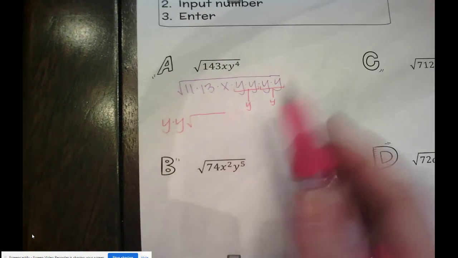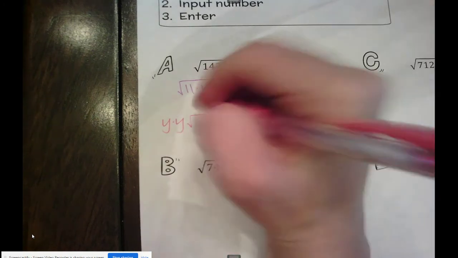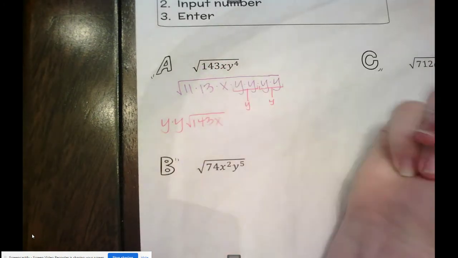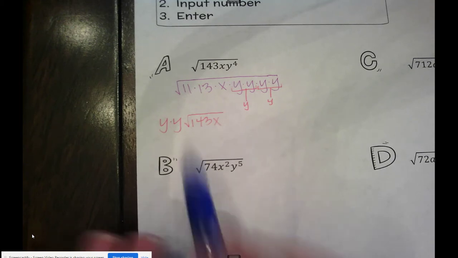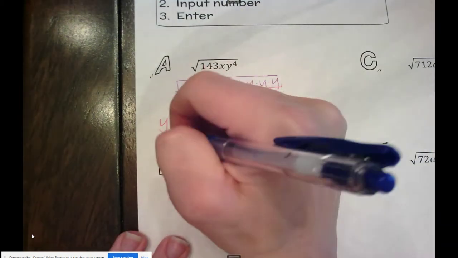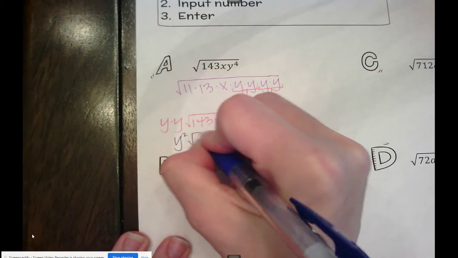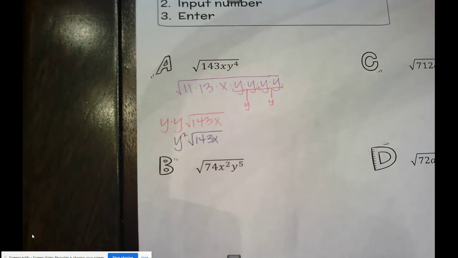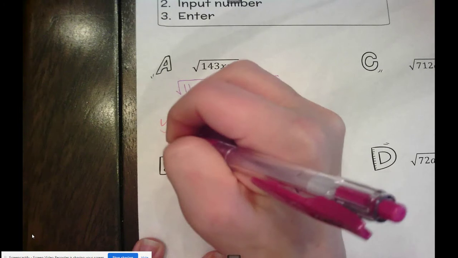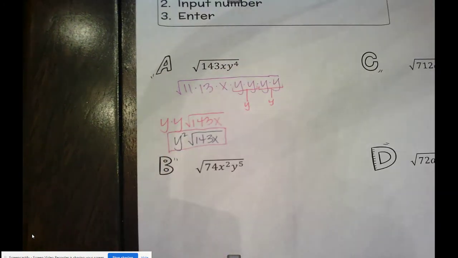Since there's no other pairs here, this just all stays underneath. So it's just going to be 143x. We can go ahead and multiply this y times y, so really on the outside, we've got y squared. Inside, we've got 143x. And this is it. This is the most simplified version of this example.